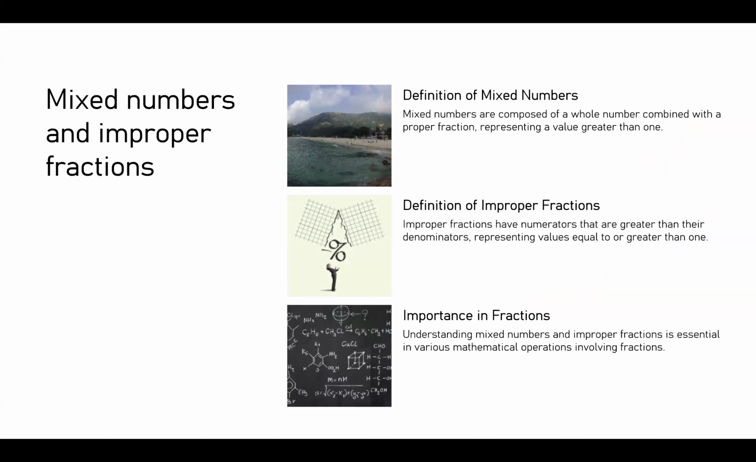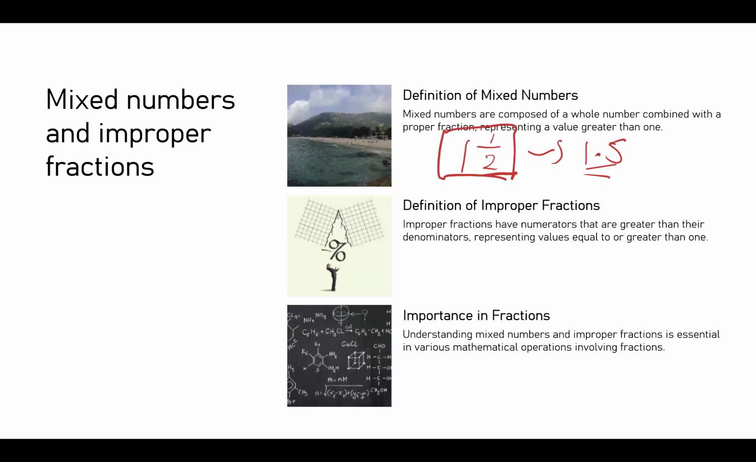So mixed numbers and improper fractions. Definition of mixed numbers. So mixed numbers are composed of a whole number combined with a proper fraction, representing a greater value. So this would be a mixed number, 1 and a half, which equates to 1.5. So this is a mixed number.